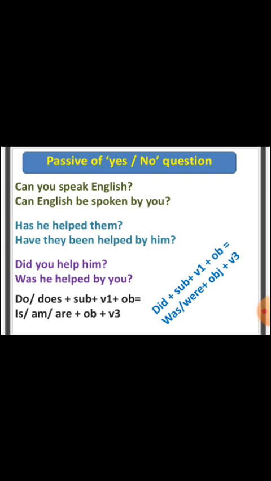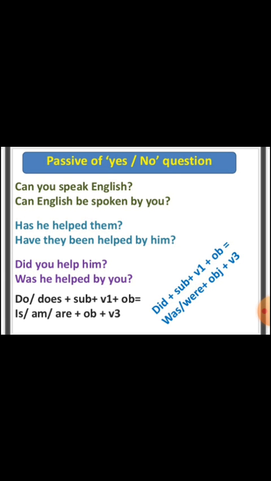Has he helped them? Has is here the helping verb, he is the subject, help is the verb, and then the object. Bring the object first, but as you know this sentence is a question sentence, so have will come ahead of the subject, and then the new word been, and then helped, the third form of the verb, add by, and then the object him.